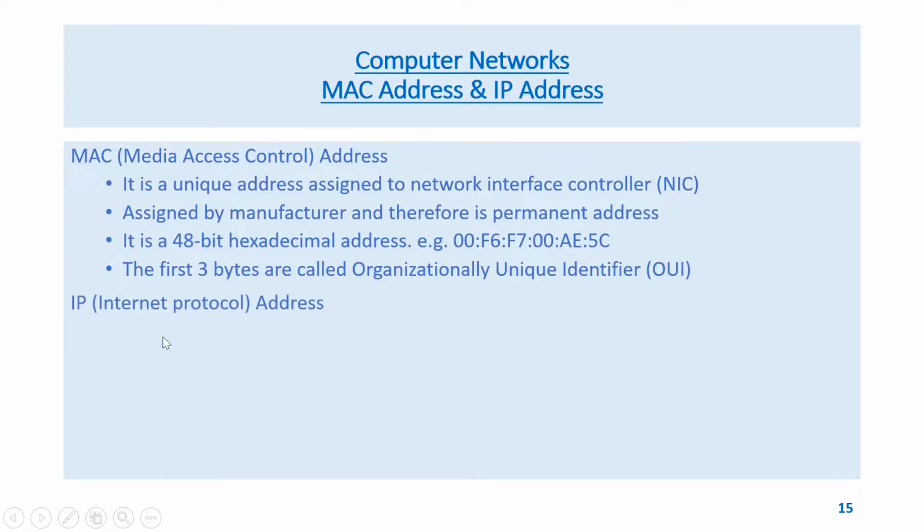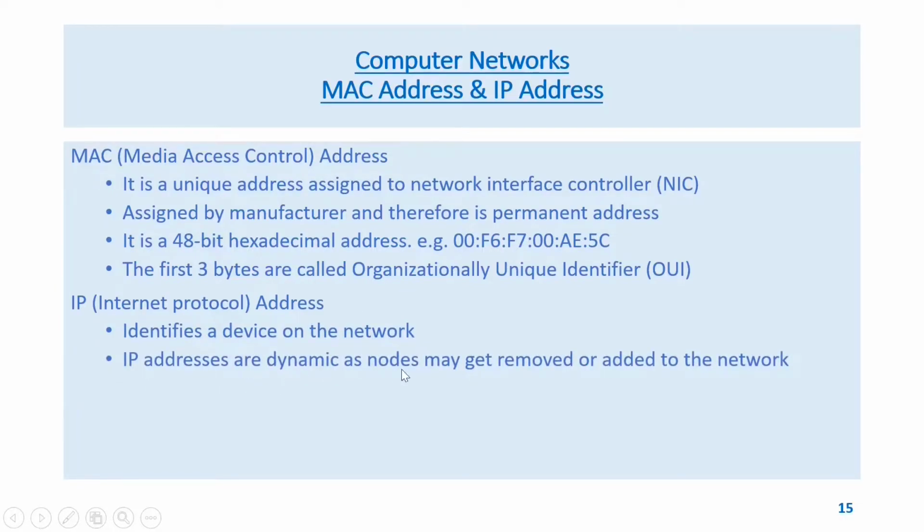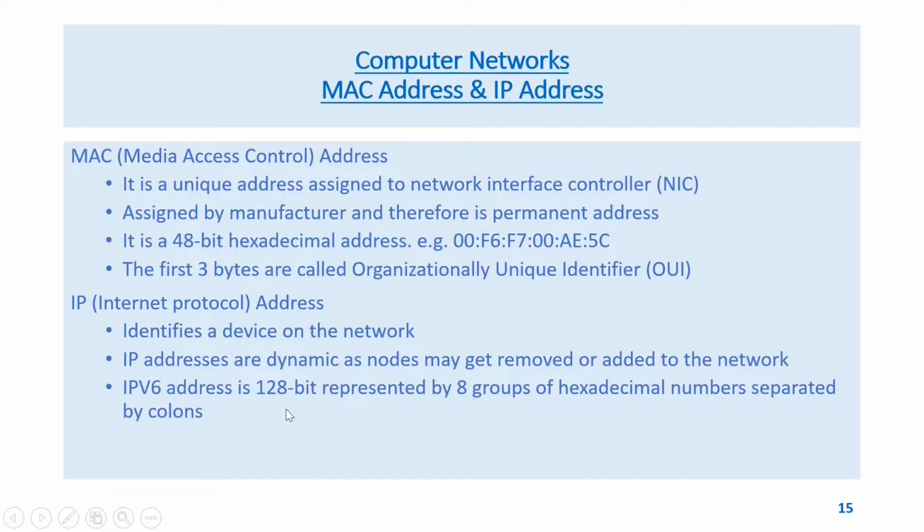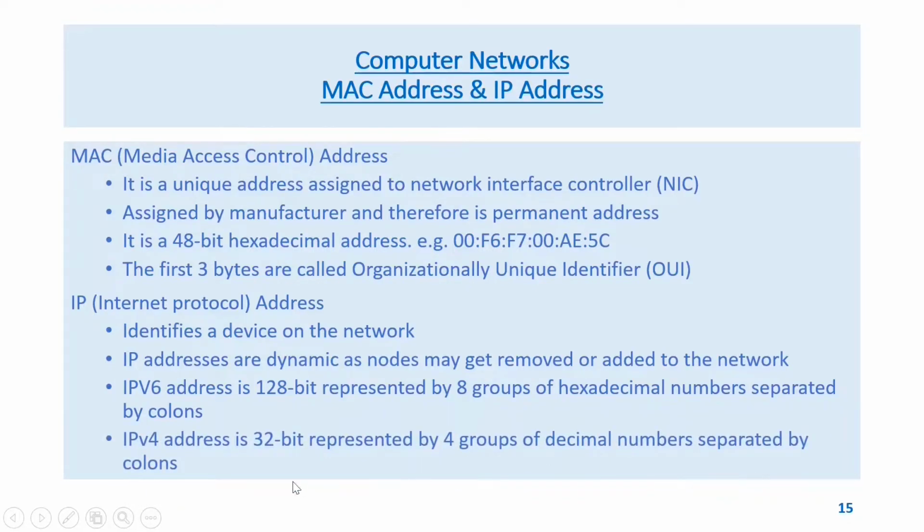Internet Protocol Address, IP address, identifies a device on the network. IP addresses are dynamic as nodes may get removed or added to the network. IPv6 address is 128-bit represented by 8 groups of hexadecimal numbers separated by colons. IPv4 address is 32-bit represented by 4 groups of decimal numbers separated by dots.